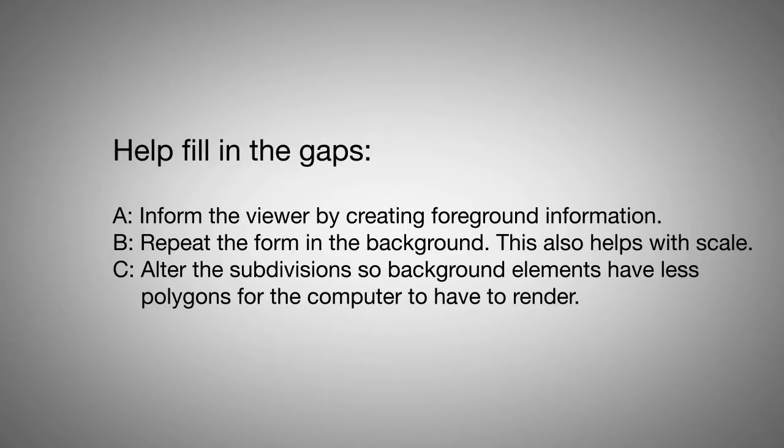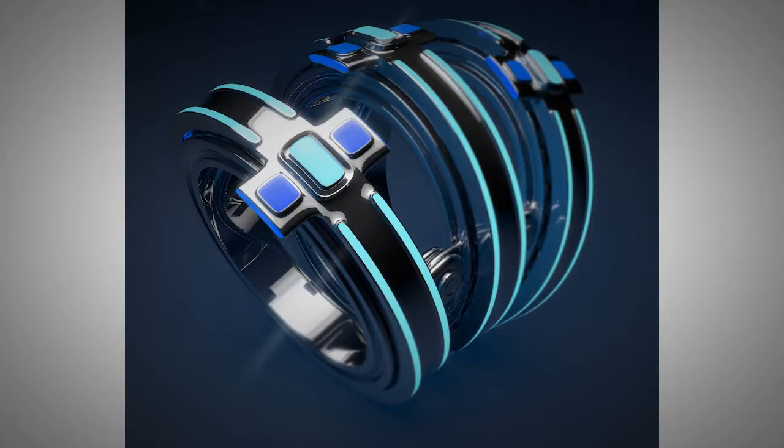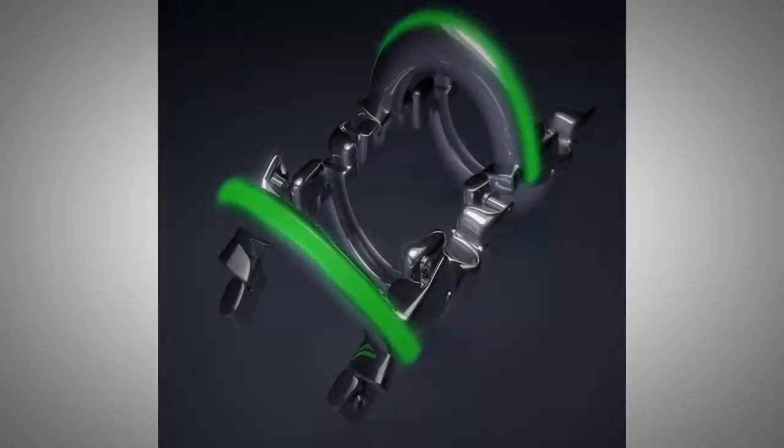Regarding foreground and background objects, let's look at a couple of examples. In this rendering of a ring, it has multiple parts, but by reading the foreground element of the ring, you can make assumptions about how the rest of the form is laid out. The brain loves patterns, but what happens if the form isn't clear? In this case, the ring is a little more nebulous. Here, it's harder to decipher what is happening.